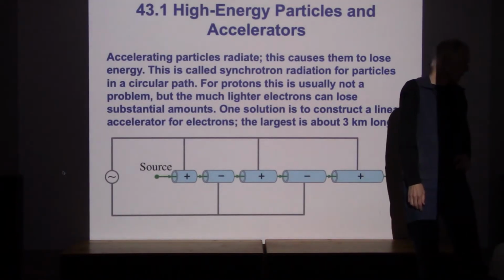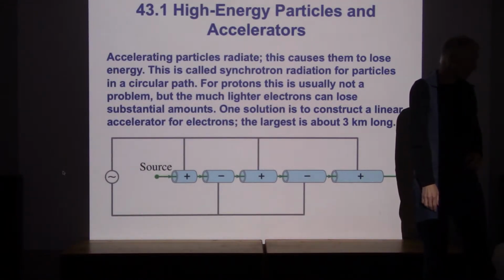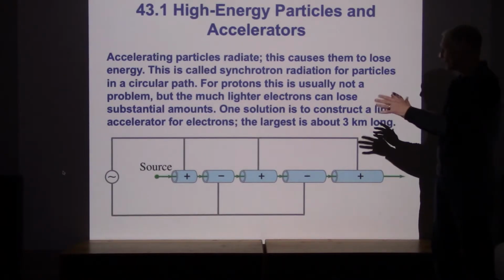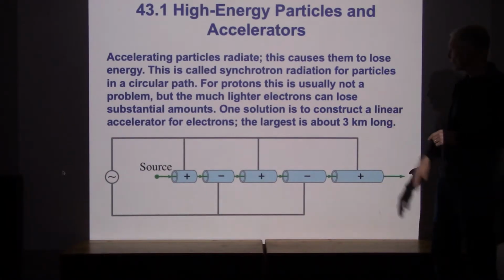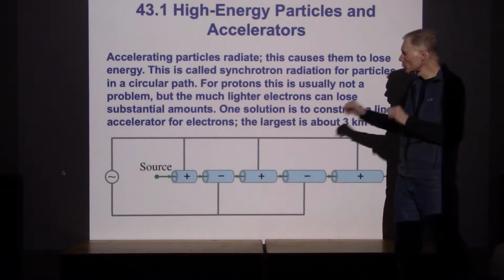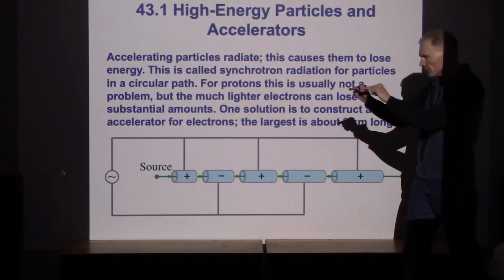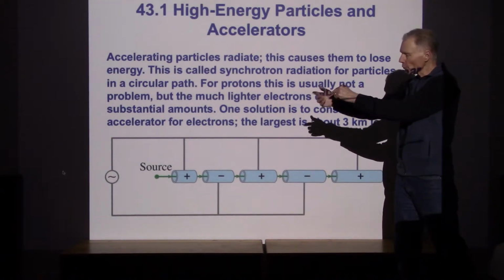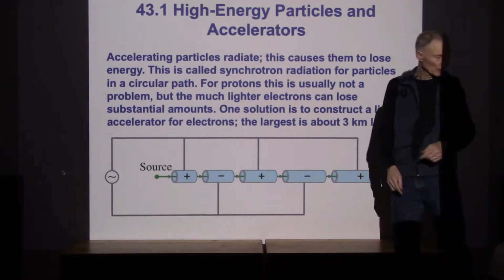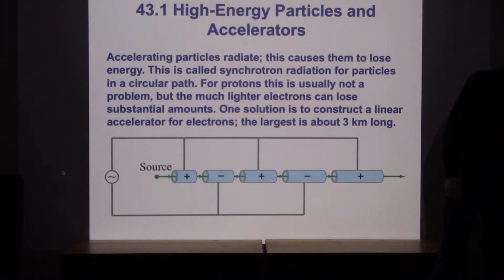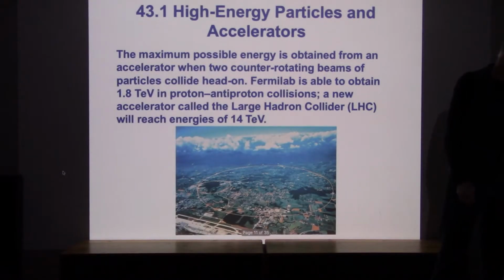This is just showing how some of the acceleration can take place, at least the initial accelerations. What we can do is alternate positive and negative regions, create bunches of protons, and then as the protons go through, they get pushed, and then as they come to the next section, we switch polarities, and then they receive another push from the next segment.